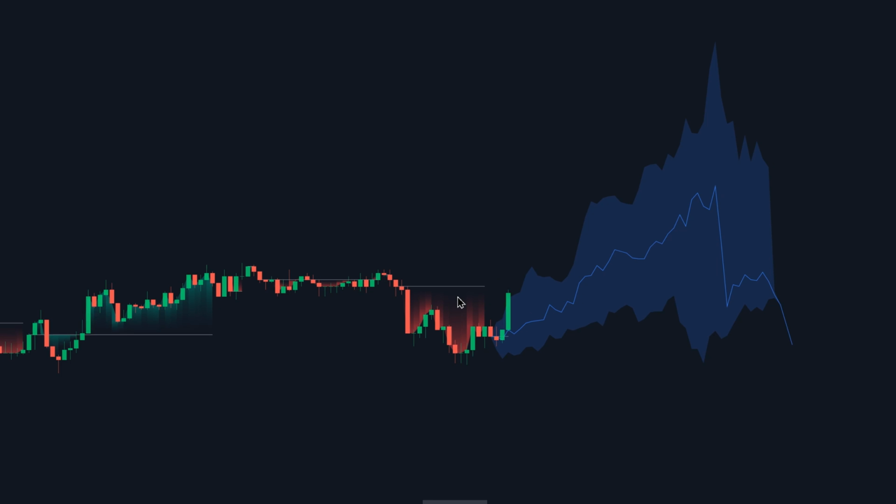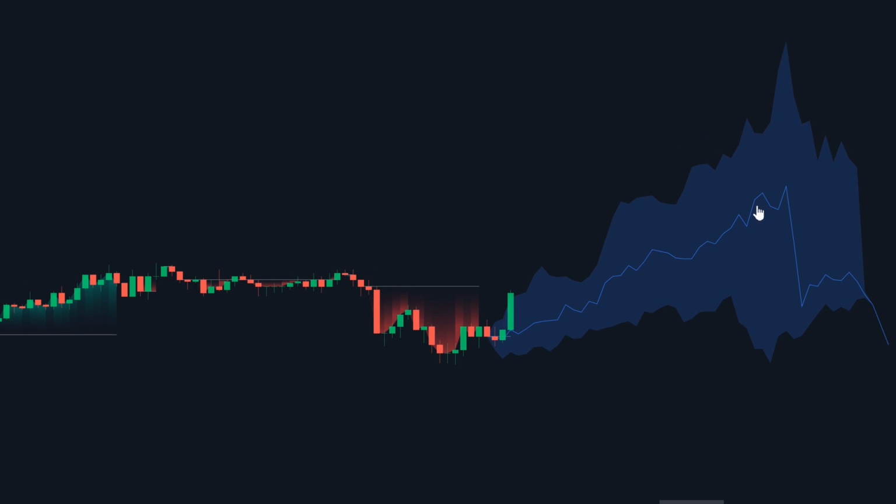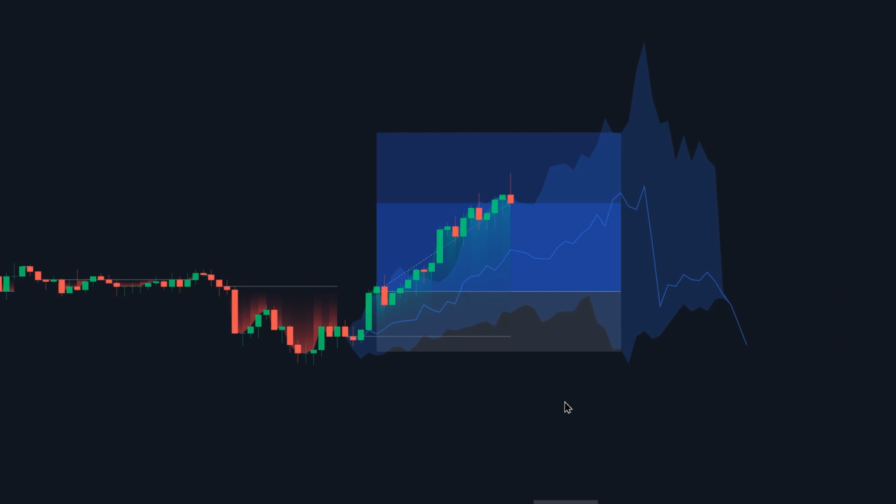So this indicator is predicting that over the next few candles, the market may come up all the way to this point before eventually pulling back down. If we took a long position here, you will realize that this prediction was actually accurate.